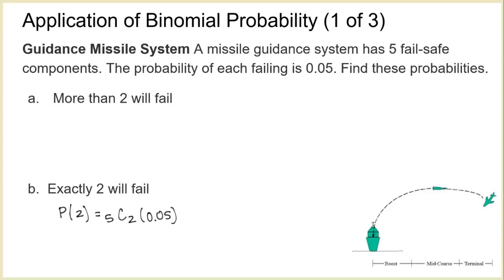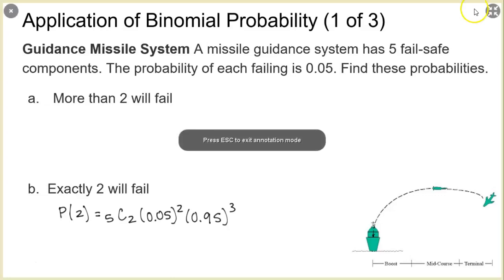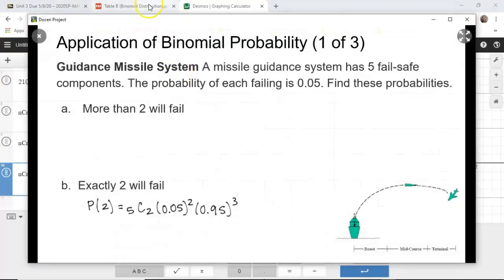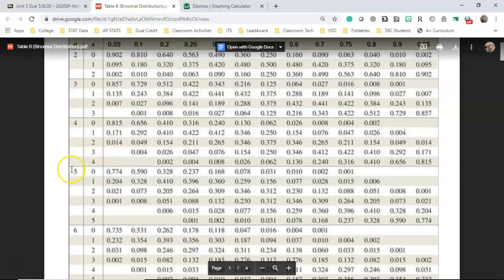In this case, we would set it up like we did before, 5 choose 2 times 0.05 to the 2nd power times 0.95 to the 3rd power, and then we could either use the table for that. So let me go to the table. So 5 trials, 2 successes. In this case, the successful outcome is that it will fail. And really, I don't want you to have the mindset of success in this case meaning something good. It's just the outcome that we desire.